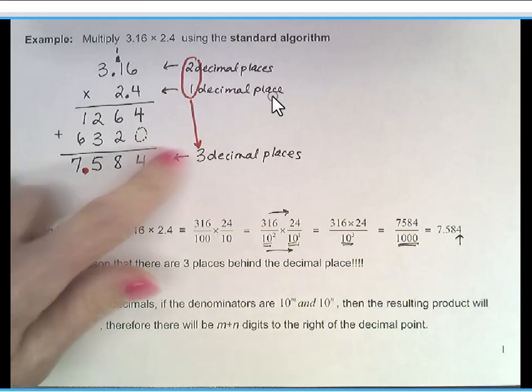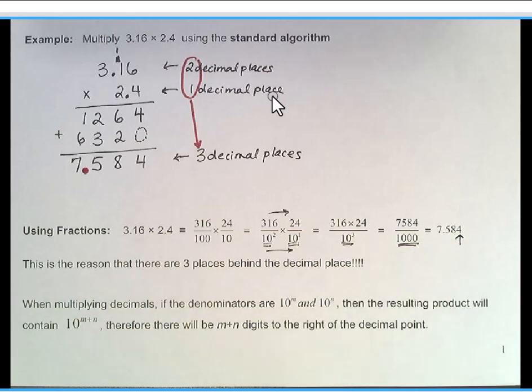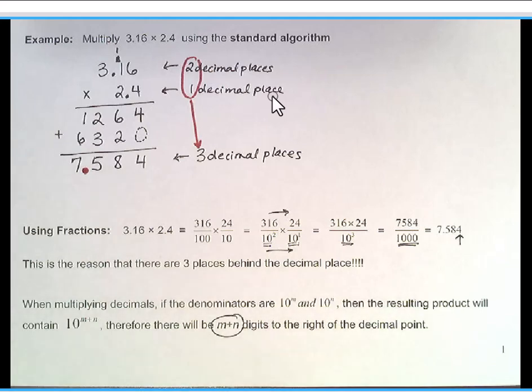So why you end up with 3 decimals, you can see it directly right here if you convert to fractions. So that's just further proof of why this little trick works. When you are multiplying decimals, if the denominators are 10 to the m and 10 to the n, the resulting product will contain 10 to the m plus n. It all goes back to exponent rules. So there will be m plus n digits to the right of the decimal point.